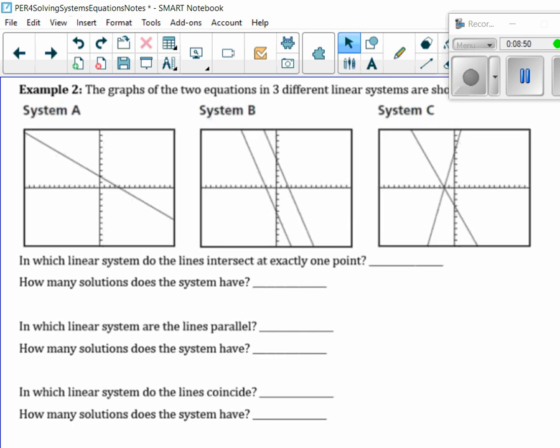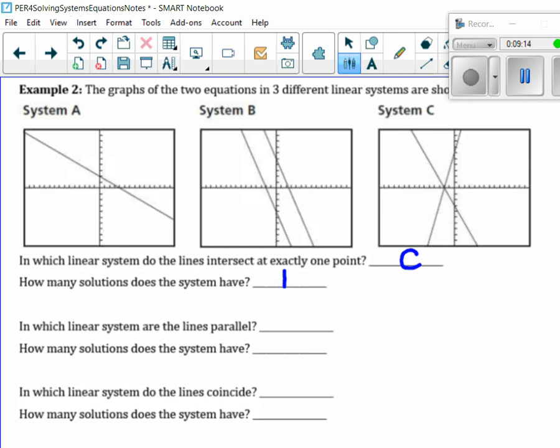I'm just going to move this up. Okay, so the graphs of 2 equations in 3 different linear systems are shown. System A, System B, System C. Which linear system do the lines intersect at exactly 1 point? C. How many solutions does it have? 1. One point of intersection, right?